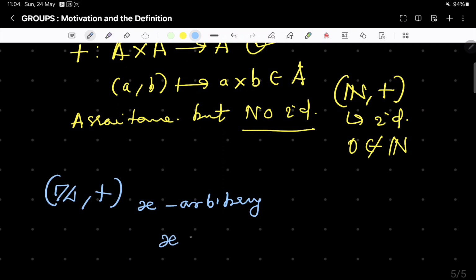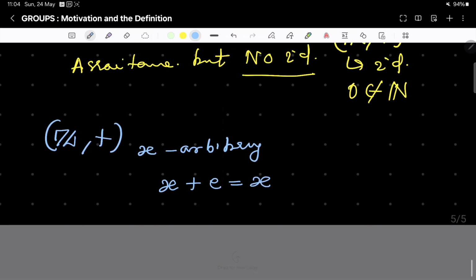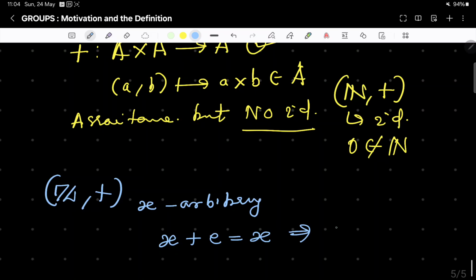Here you are solving for E. So what do you want to get? You get x plus E equal to x. From this, because it is the addition operation, you get E equal to 0, because you know that it is in integers. So this 0 is independent of x. That is very important because it does not depend on x. That means that particular element works for anybody.